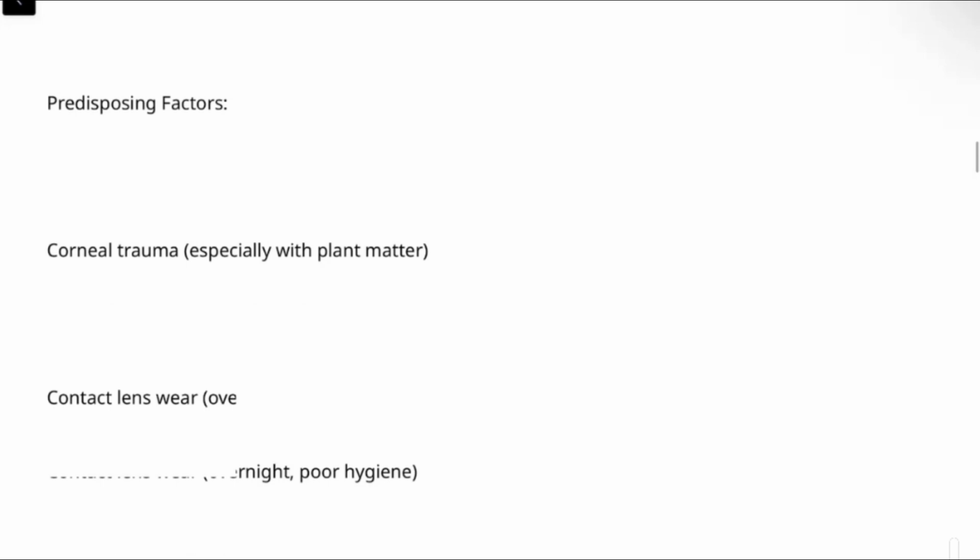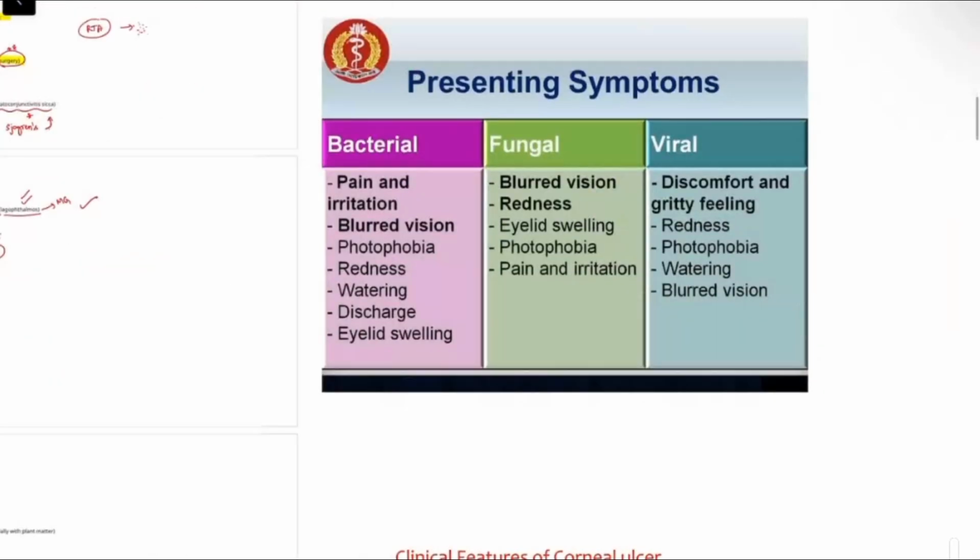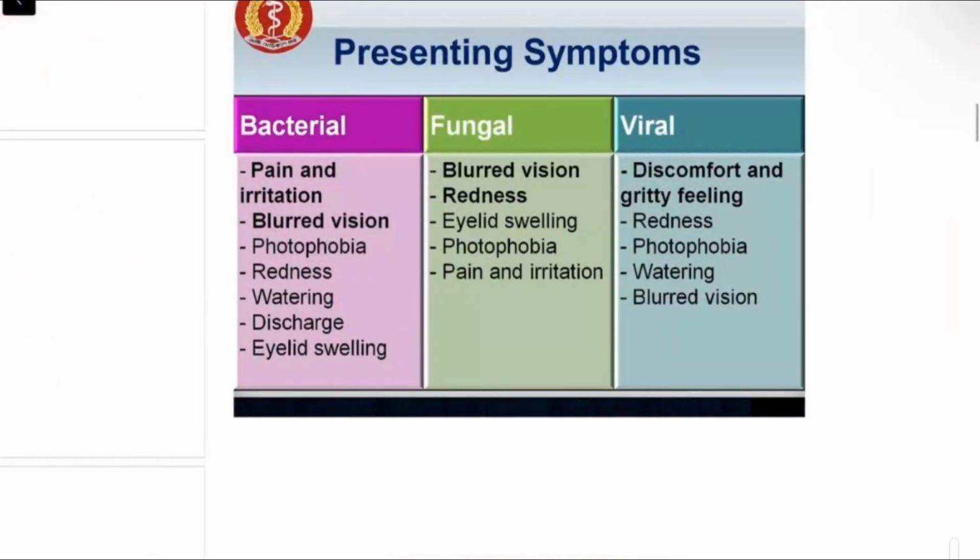So what will be the presenting symptoms in case of corneal ulcer cases? In case of bacterial corneal ulcer, there will be pain and irritation, blurred vision and photophobia. If the patient sees light, he'll have problems, so he'll try to avoid seeing light. Then there will be redness, severe watering, and if it has undergone infection, then there can be discharge from the eye also. Other than that, there will be eyelid swelling. So these are the features usually in case of bacterial corneal ulcers.